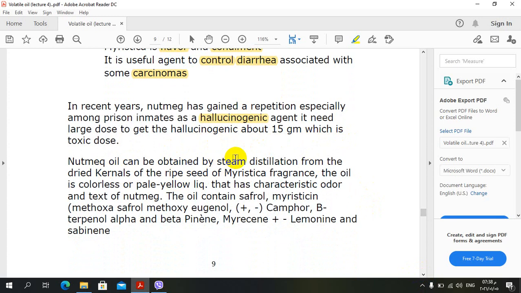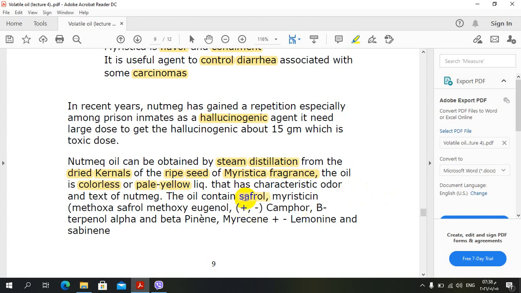In fact, the prisoners use this in quantities smuggled to them, about 15 grams per dose, and they get hallucination and feel comfortable with it, and this is very dangerous. Nutmeg oil can be obtained by steam distillation from the dried kernel of the ripe seed of Myristica fragrans. The oil is a colorless, pale yellow liquid that has characteristic odor and taste of nutmeg.